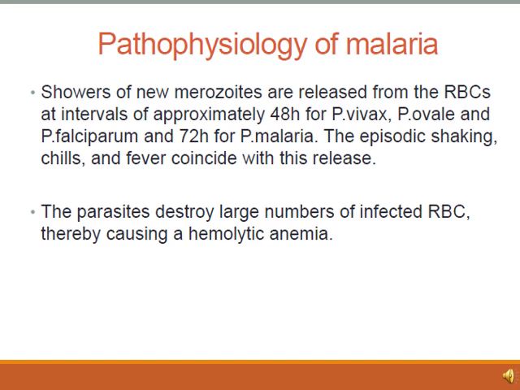Now I will discuss pathophysiology of malaria. As I discussed in the life cycle of the malarial parasite, showers of new merozoites are released from the RBCs at intervals of approximately 48 hours for Plasmodium vivax, Plasmodium ovale, and Plasmodium falciparum. But in case of Plasmodium malariae, it is 72 hours. The episodic shaking, chills, and fever coincide with this release, and the parasite destroys a large number of infected RBCs, thereby causing a hemolytic anemia.